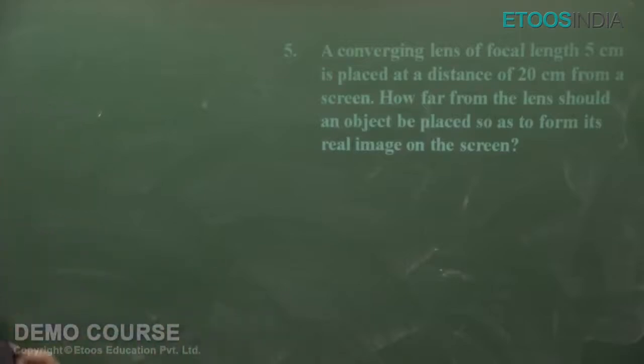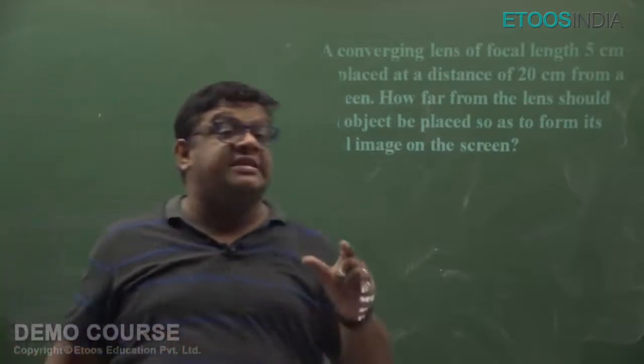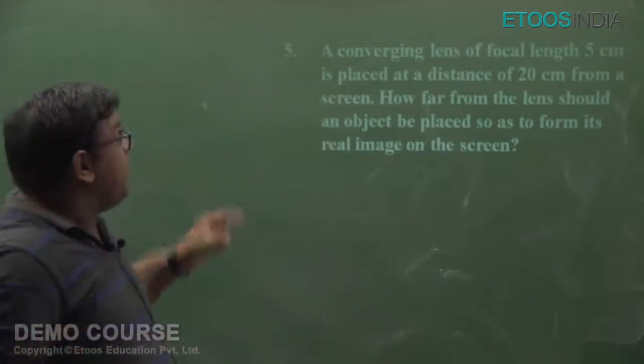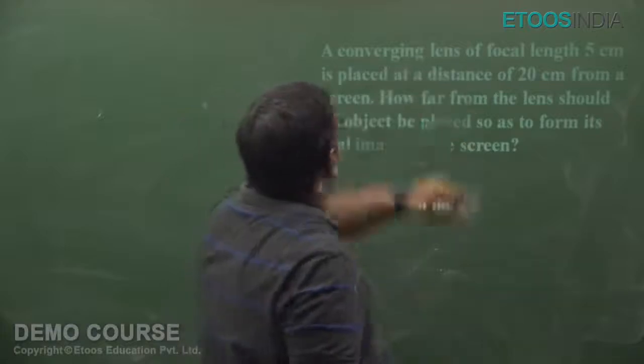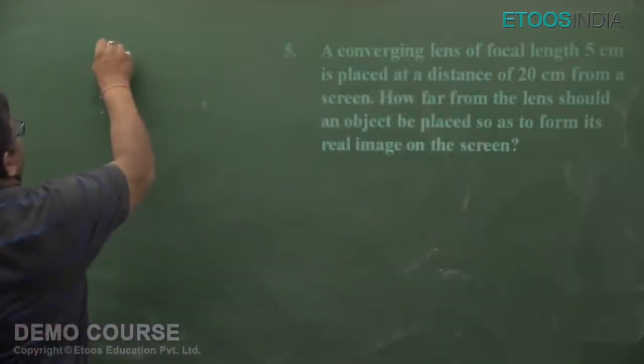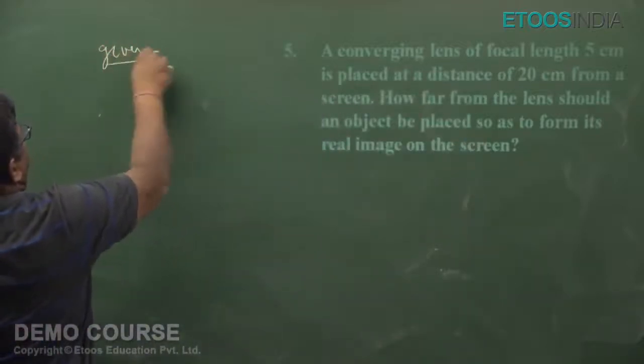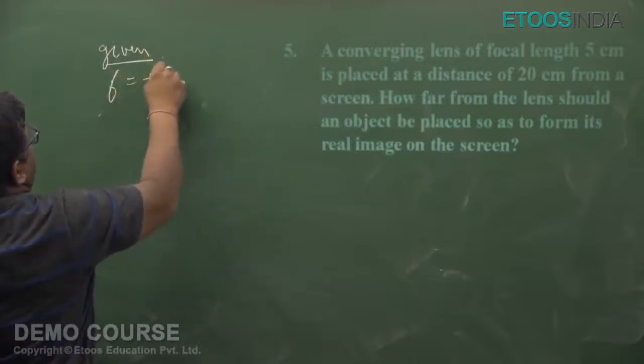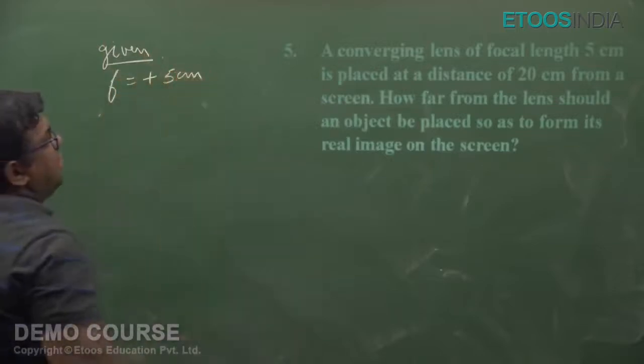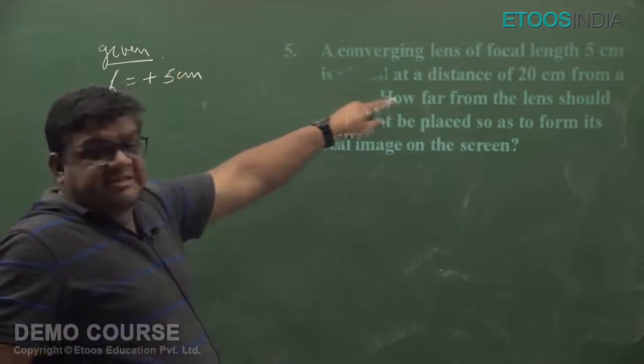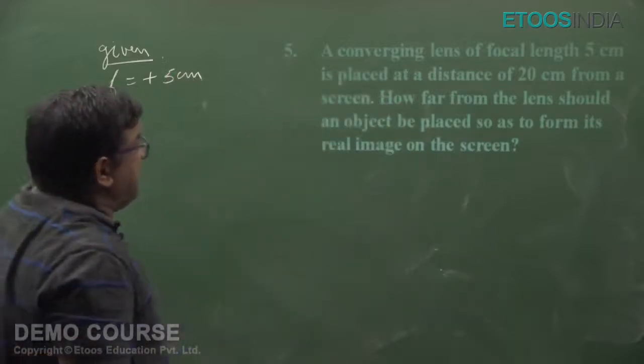A converging lens. Now students, we must know what is a converging lens. Converging lens is a convex lens. Is it clear? So a converging lens of focal length 5 centimeter, F is plus 5 centimeter, is placed at a distance of 20 centimeter from the screen.